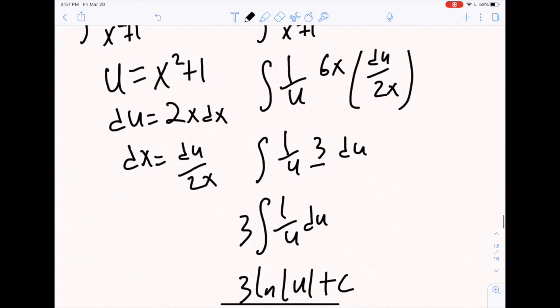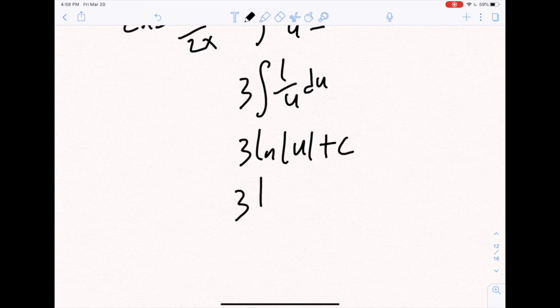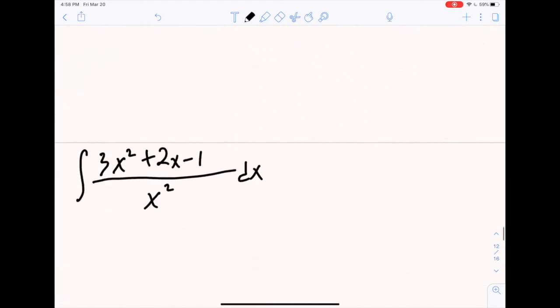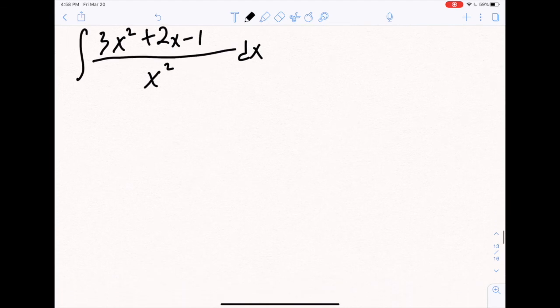But u is x squared plus 1, so we get 3 times the natural log of the absolute value of x squared plus 1 plus a constant c. Now, u substitution, as we talked about before, isn't always a golden bullet that solves all of your problems. Sometimes it's helpful to rewrite the thing in the integral before we actually take the integral.